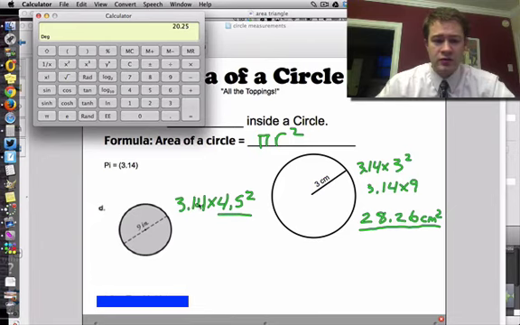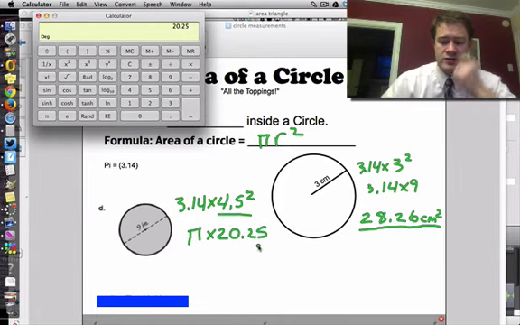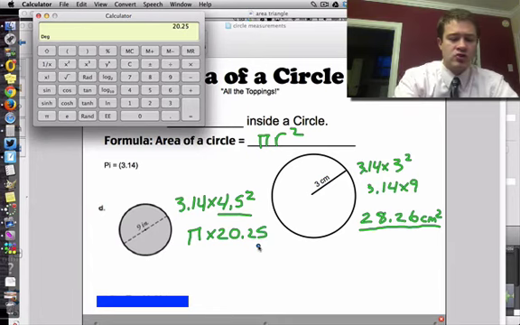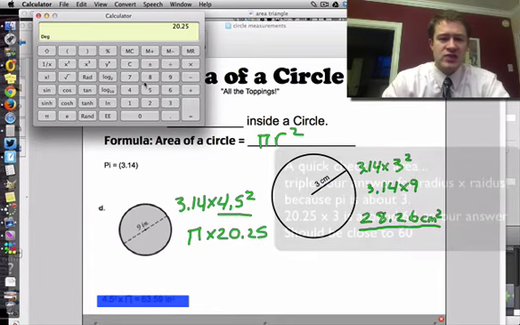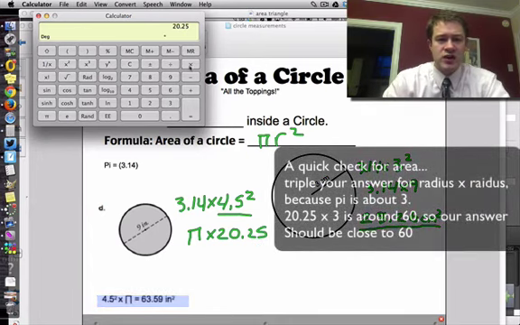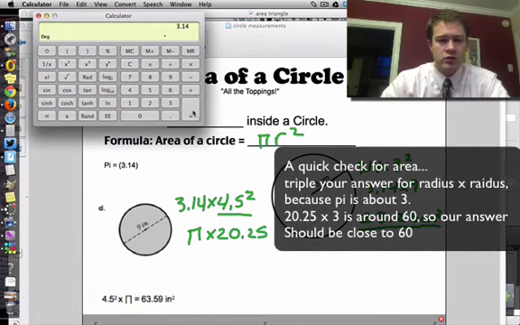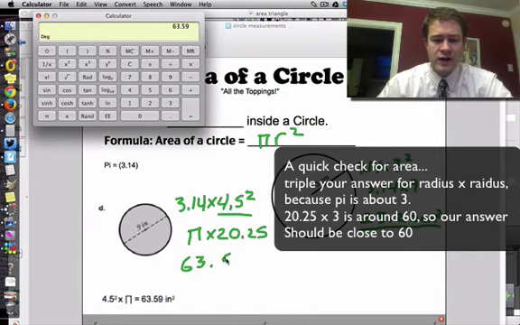So I'm going to rewrite that in here. I'm going to do pi times 20.25. And if I do that on the calculator, I should get something close to 60. So I'll do 20.25 times 3.14. That's going to give me 63.59, because I just tripled whatever my radius squared was. So my answer I get is 63.59, and it would be inches squared for this example here.